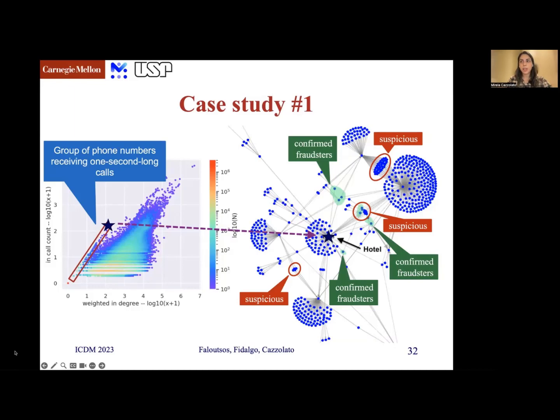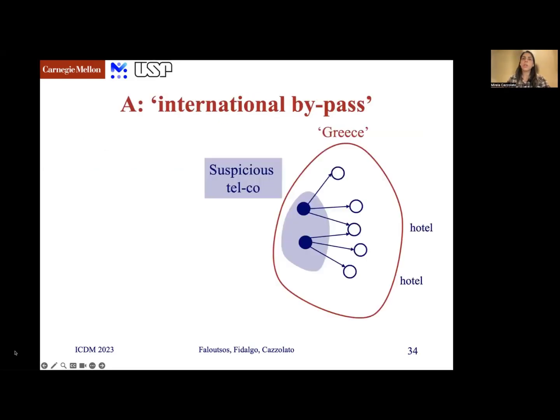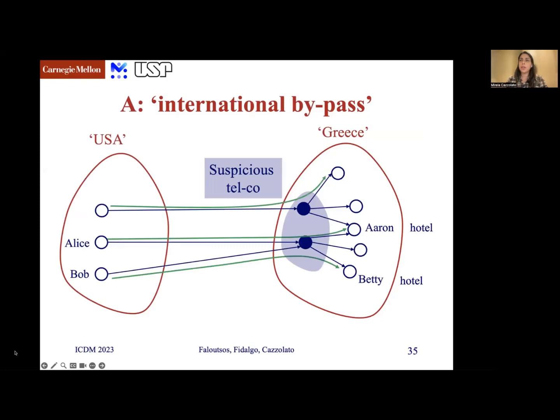And the hotel is connected with many confirmed fraudsters, and there are also very suspicious groups of numbers in this network that are connected with this hotel. And we wanted to check what is happening there, because we have confirmed fraudsters and also very suspicious groups in there. So the main question here is why people call hotel-like numbers for just 1 second. What's happening there? So in this scenario, we can have, for instance, people in Greece receiving these calls, just like our hotel. And people in the USA are calling people in Greece who stay at hotels.